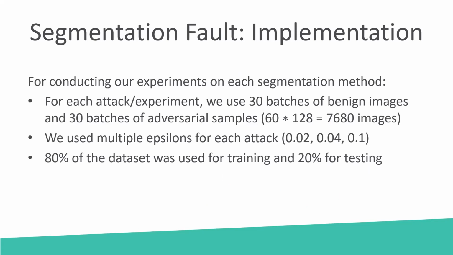Okay, for conducting our experiment on each segmentation method, for each experiment that corresponds to a different attack, we used 3 batches of benign images and 3 batches of adversarial samples, which add up to roughly 8,000 images, which is exactly what we did for our multi-layered implementation. We use multiple epsilons for attacks, increasing from 0.02 to 0.04 to 0.1. And we use 80% of the data set to train our model and 20% for testing.